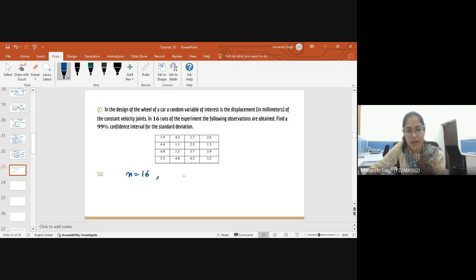Now we need to find the 99% confidence interval for sigma. We can see here that mu is unknown. The mean of the population is not given. So we will apply the formula where the distribution arises. Since mu is unknown, we will calculate x bar.